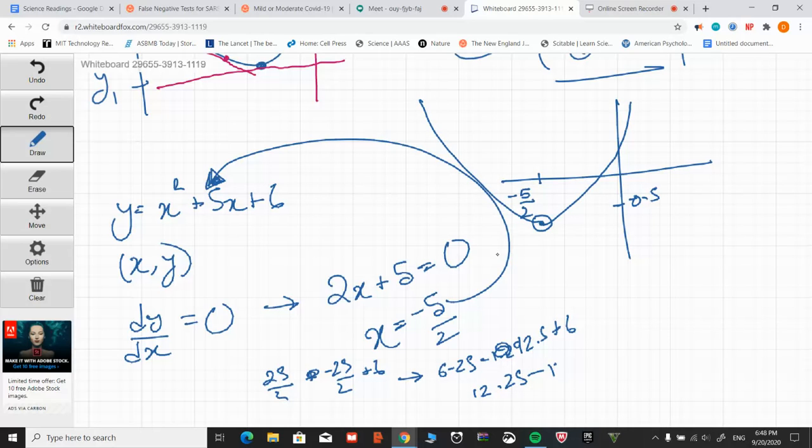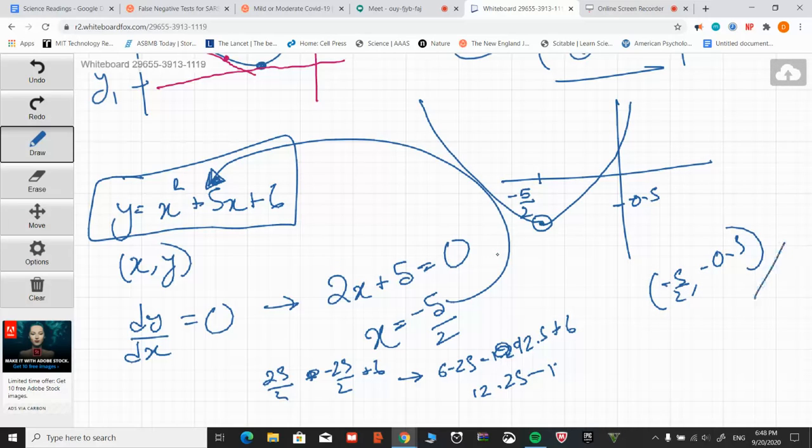So I've just shown you an example where given an equation and nothing else, you can figure out the coordinates of the turning point. Here the coordinates are negative 5 by 2, negative 0.5 শেষ. এটা দিয়ে তুমি আঁকতেও পারবা গ্রাফ.